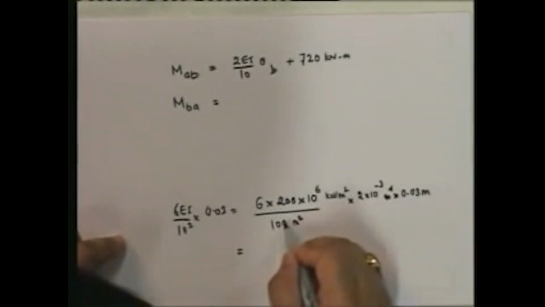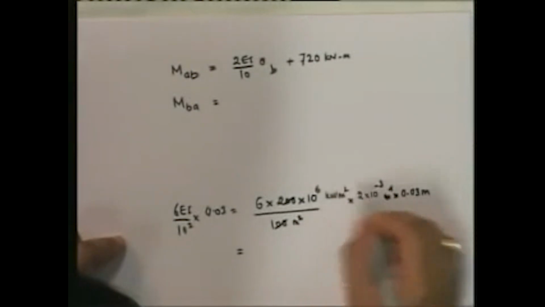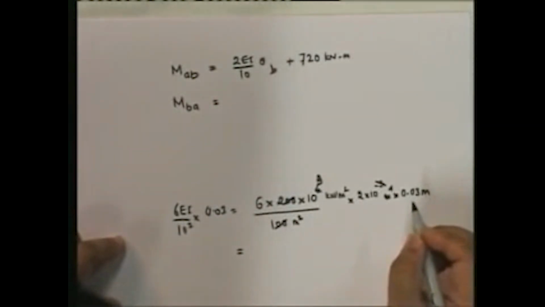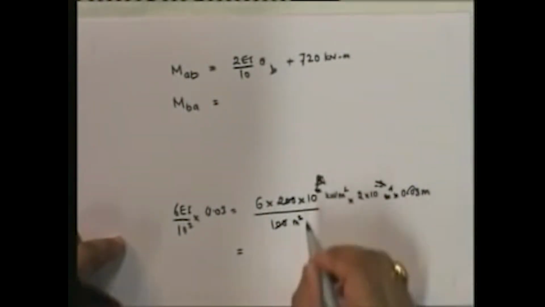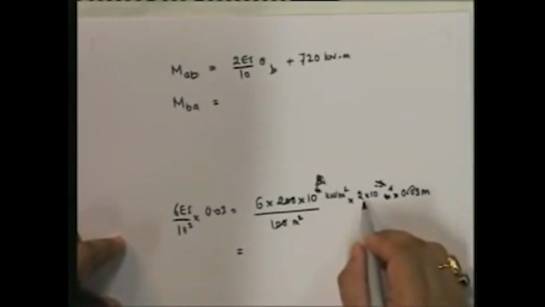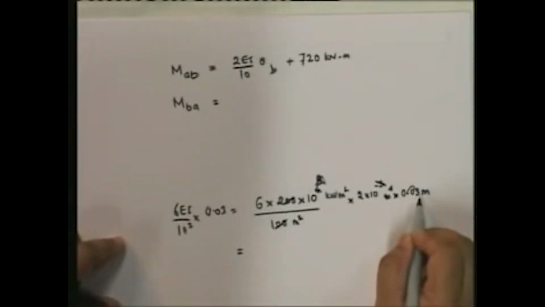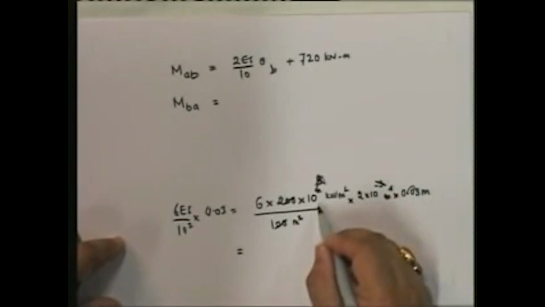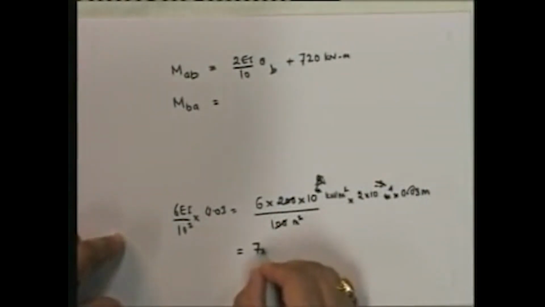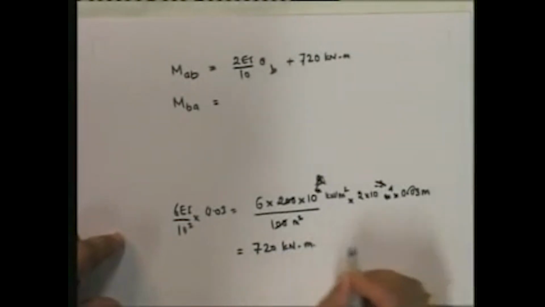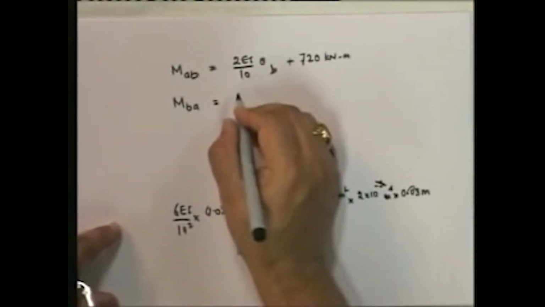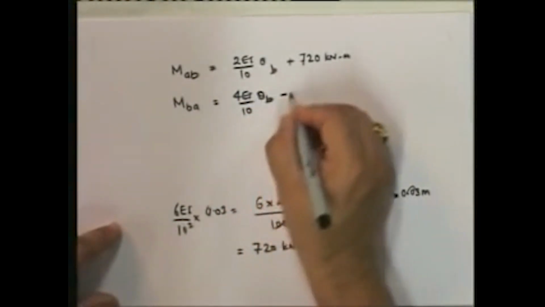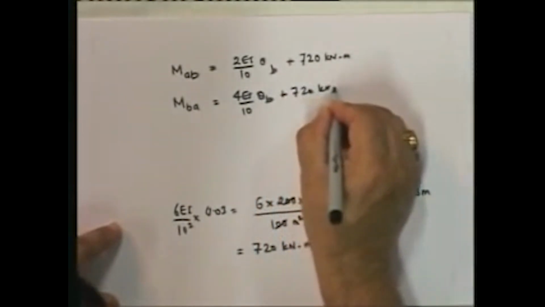So if you look at this, this goes into this 3 times, and this 3, if I bring it here, this will become 1, so this will become 6 into 6, 36, 36 into 2, 72 into 10, 720. That's what I have over here. So this is 720 kilonewton meter. And then we have 4EI upon 10 theta B plus 720 kilonewton meter.